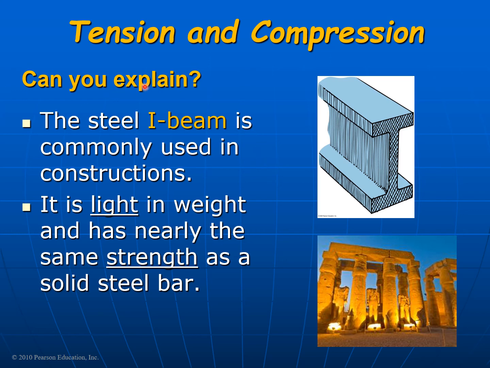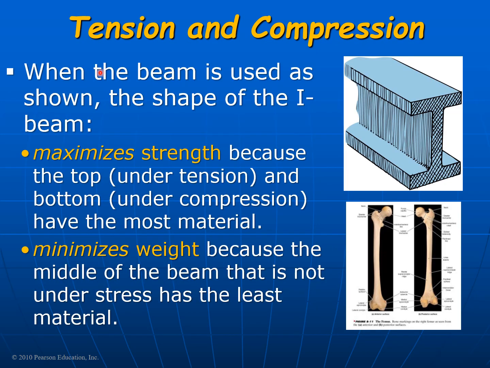Now we can explain why the steel I-beam is commonly used in construction. In all civilizations, when they built a temple, the beam always took the form of an I shape because it is light in weight and has nearly the same strength as a solid steel bar. So when the beam is used as shown in the figure here, in the shape of an I-beam, for construction, it will actually have maximum strength.